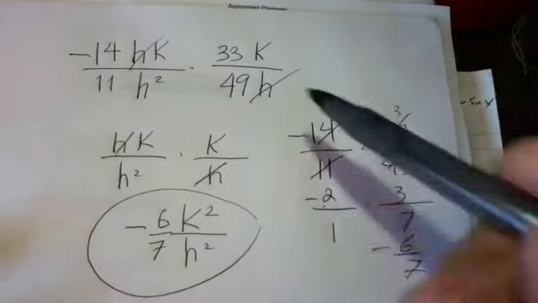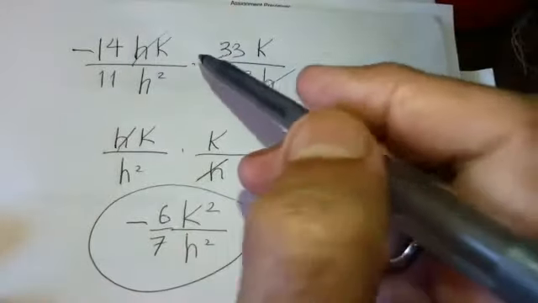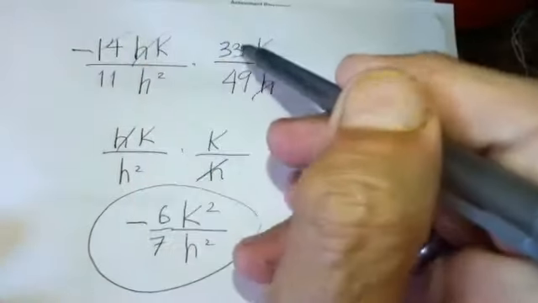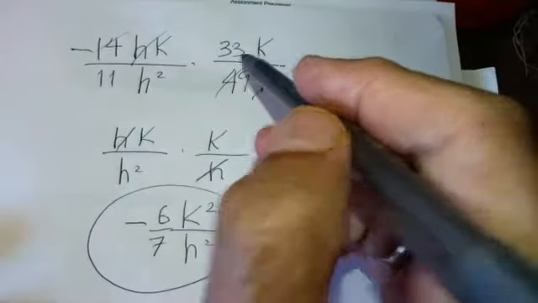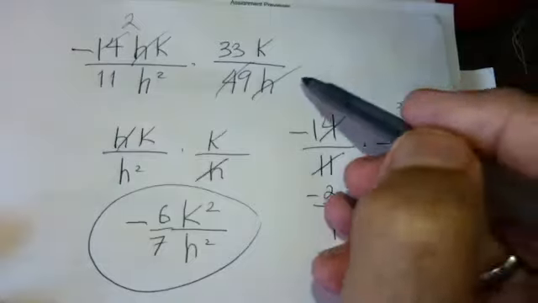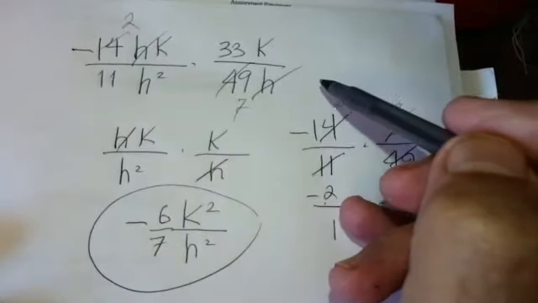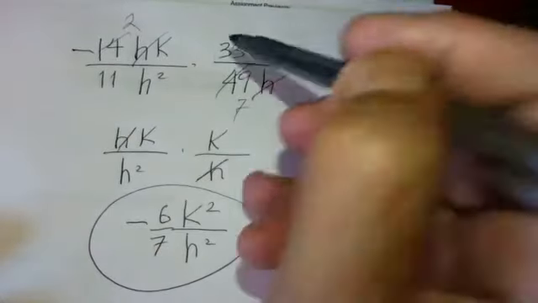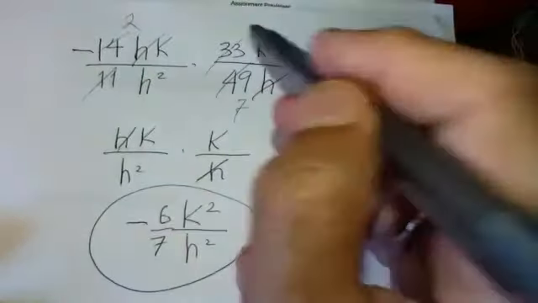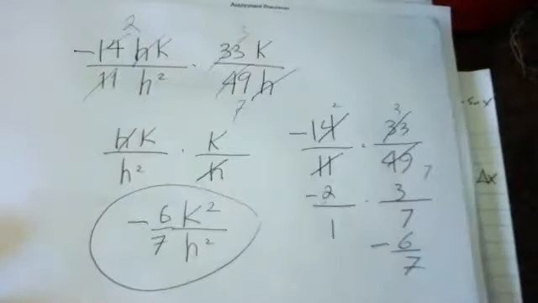Oh, you could just do everything here, but you gotta be careful not to mix up. It's like 14 goes to 7 and 2, and 11 goes to 33 is 3, and then so on. You could do it this way too.